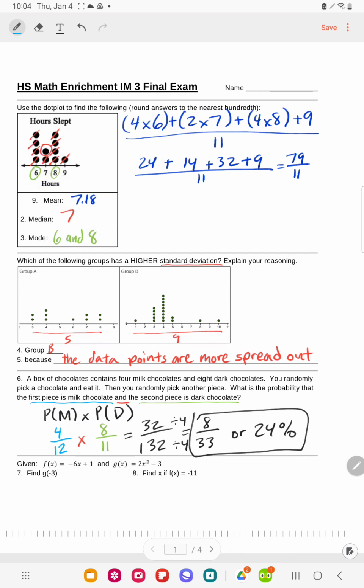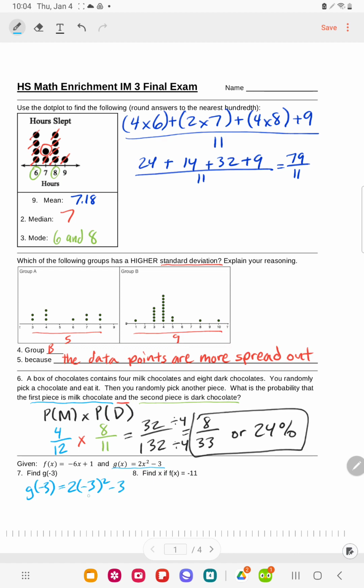Problem 7. Given f of x equals negative 6x plus 1 and g of x equals 2x squared minus 3, find g of negative 3. So this is g right here, our function g of x. So every time I see an x, I need to replace it with negative 3. So equals 2 times negative 3, which is our x, squared minus 3.